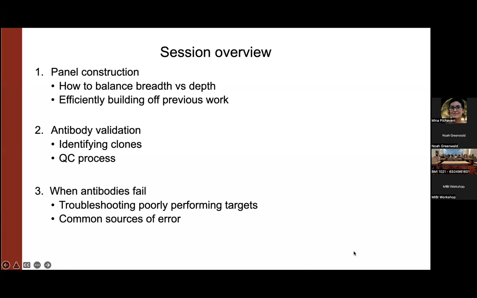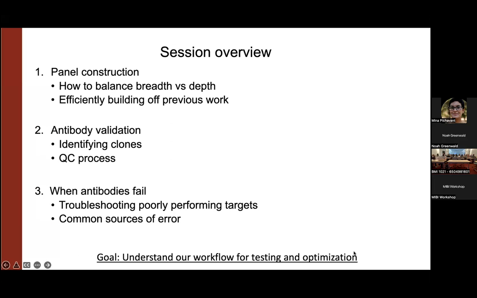So Ben will be rounding out the session telling us what to do when things fail, and what our process looks like for trying to rescue these targets that we have high hopes for. So, really, the goal of this session is to give some insight into what our workflow for testing and optimization is prior to acquiring a large amount of data. So this is all of the homework that has to happen before you can go out and generate large data sets.